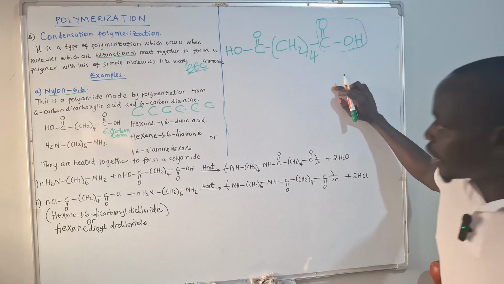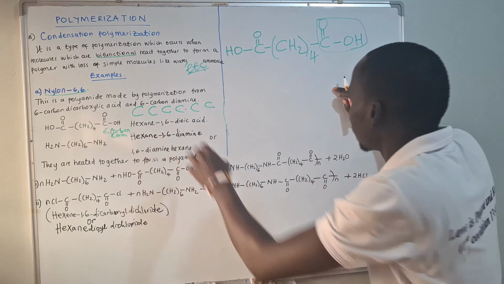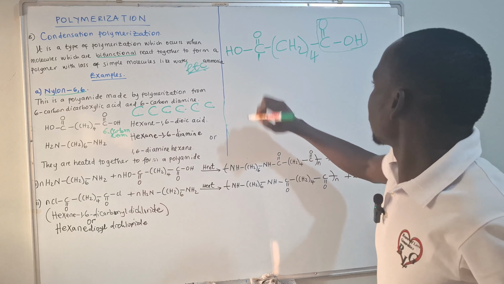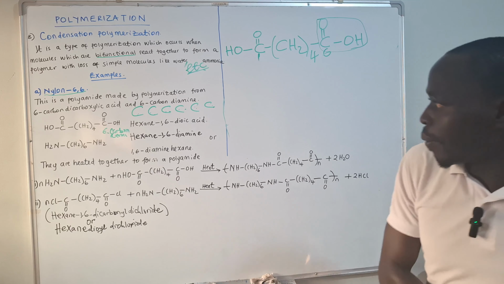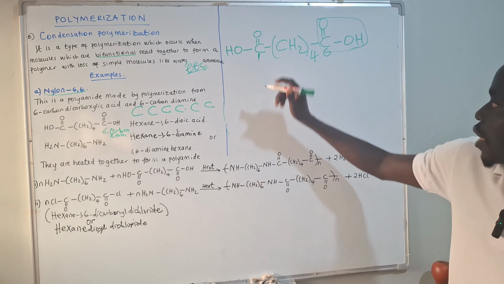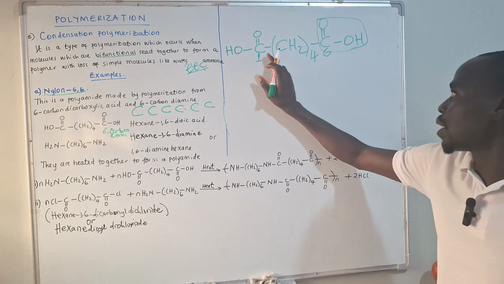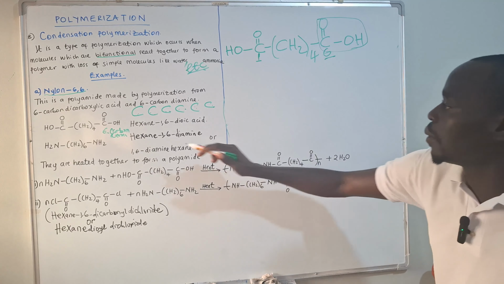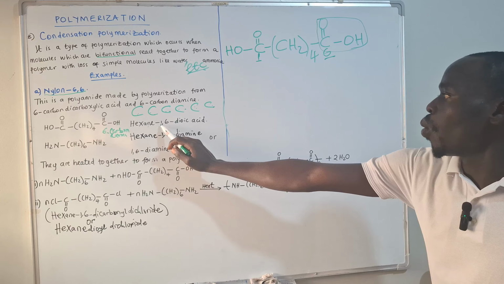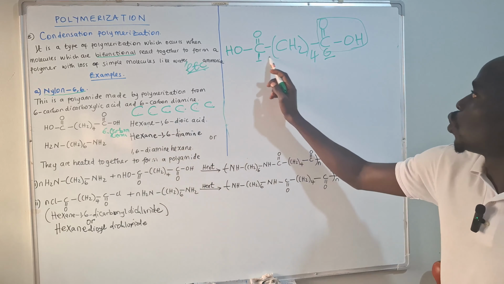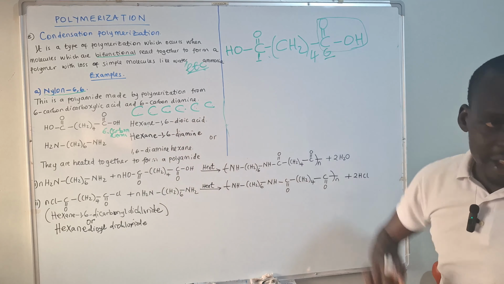Now, the reason why we are saying hexane 1,6, this becomes carbon 1, this becomes carbon 6. So we shall now start from here. We are seeing the functional group is here, the functional group is here. So we shall easily say hexane 1,6 di, 2 of them, dioic acid.